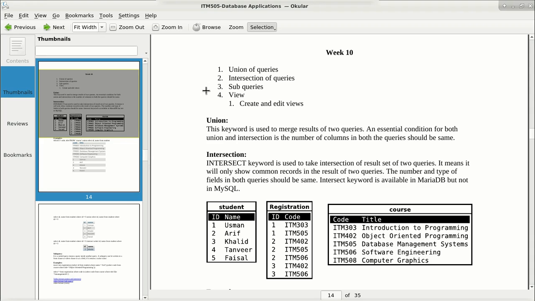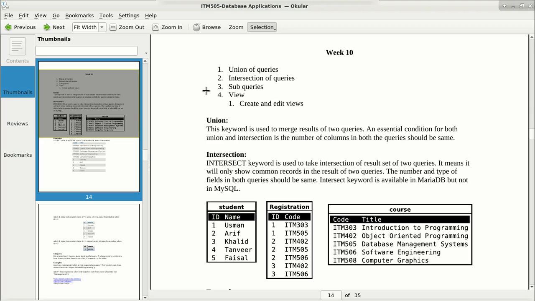So whenever we apply the union or intersection, first of all the two queries are executed. The server finds the result and makes two sets, one set from the result of the first query and the second set from the result of the second query. Then it takes a union of those two results and displays the resulting answer. Similarly, in case of intersection, the intersection of those two results is calculated, and the final result is displayed to the user on the screen.